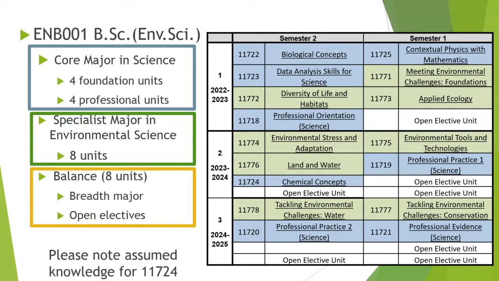An important note here, however, is that you are required to take as a core unit 11724. So that is chemical concepts. And you can see that I've got it there in second semester next year, so roughly in the middle on the left-hand column there. There is assumed knowledge for chemical concepts, and that is that you have completed year 12 high school level chemistry. If you do not feel that you are confident in your chemistry enough to say that you can plow into chemical concepts without doing a little bit of a brush up, then I strongly suggest that you take another unit we have called Chemical Foundations. The code for that one is 11768.